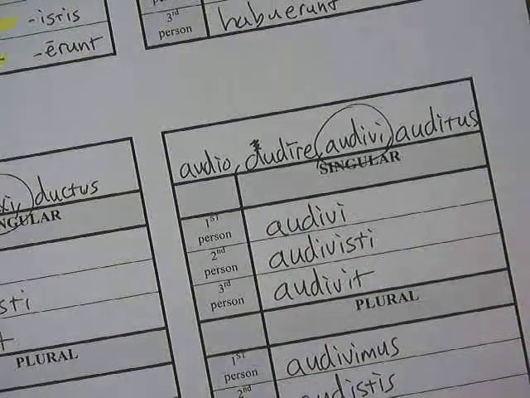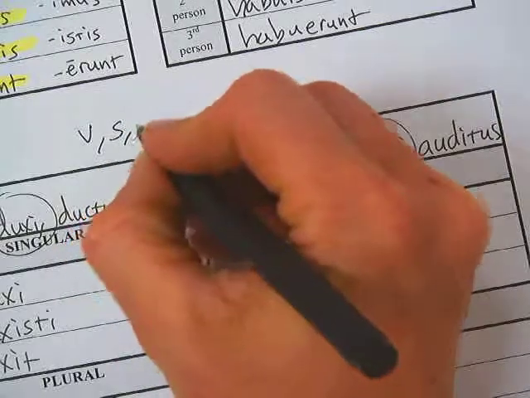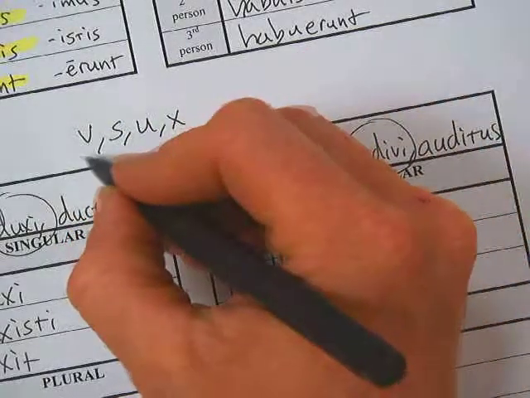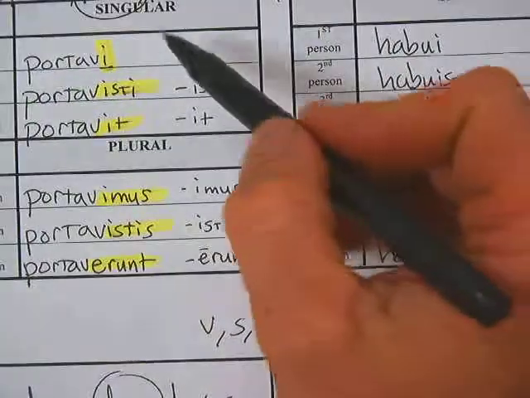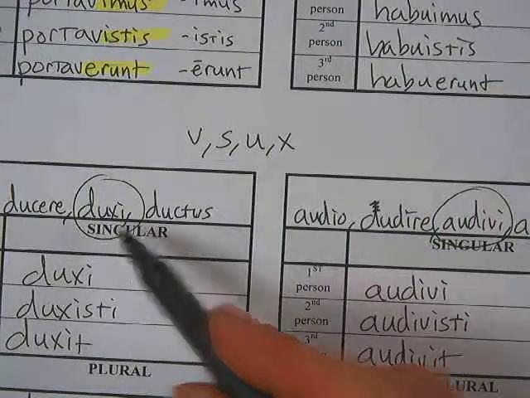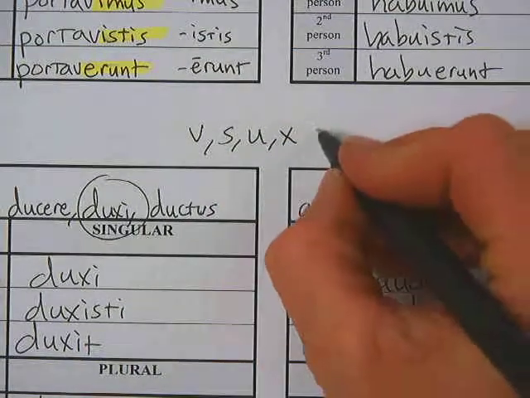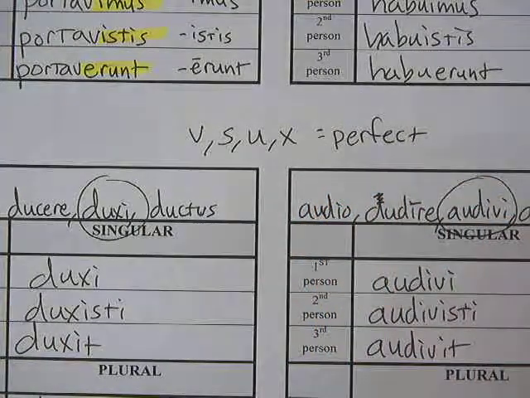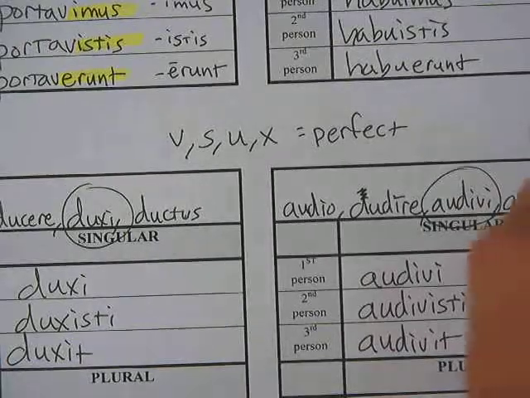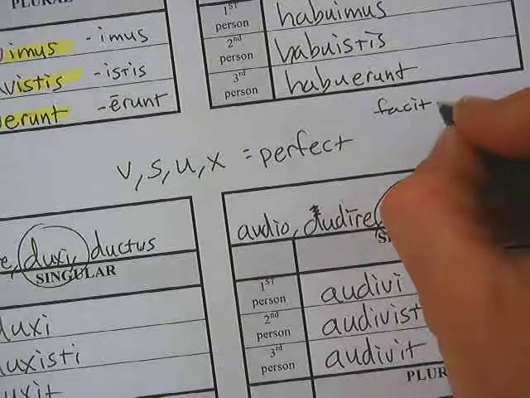Now, whereas in the imperfect, ba is your way of distinguishing the tense, in the perfect there are several ways of indicating the tense, but the most common ways are the letters V, S, U, and X. So you can think V sucks. Notice, like in portavi, the V indicates it. Here a U is indicating it. Here an X. Okay, here a V. So V sucks, these letters will appear a lot. Those mean perfect if they appear in the right place.